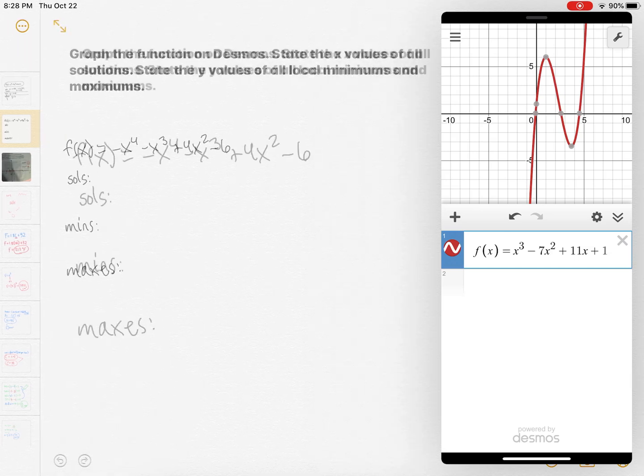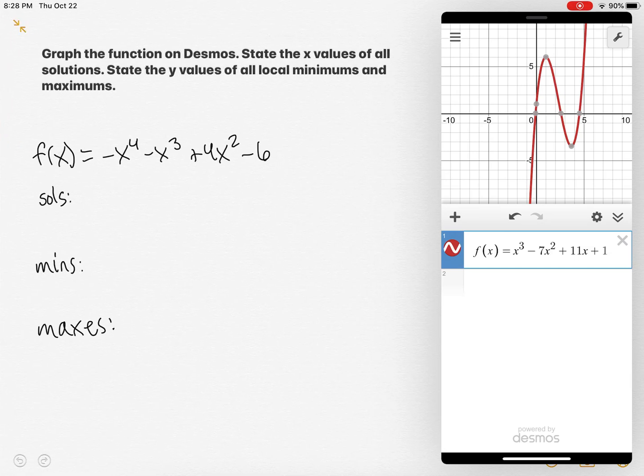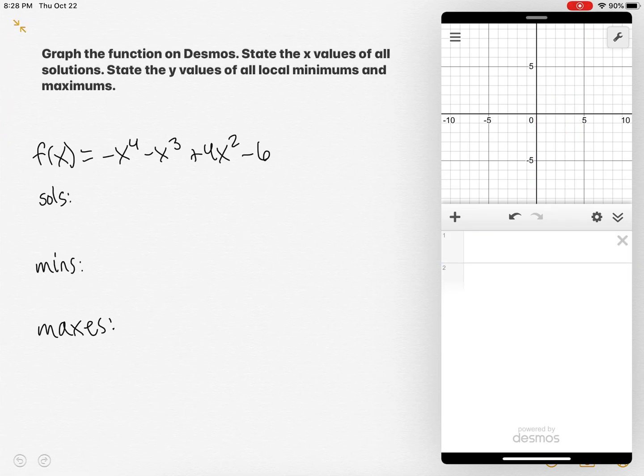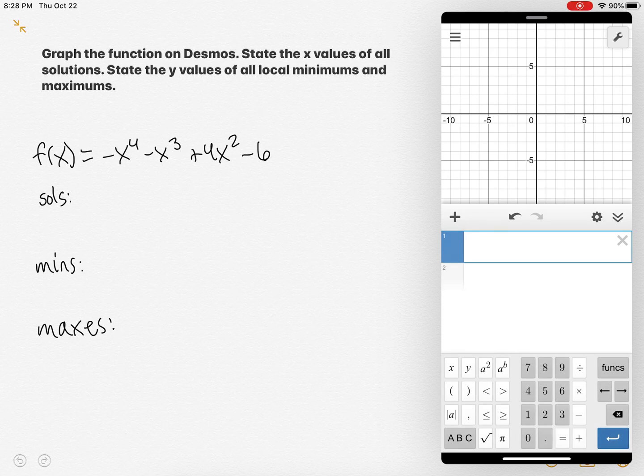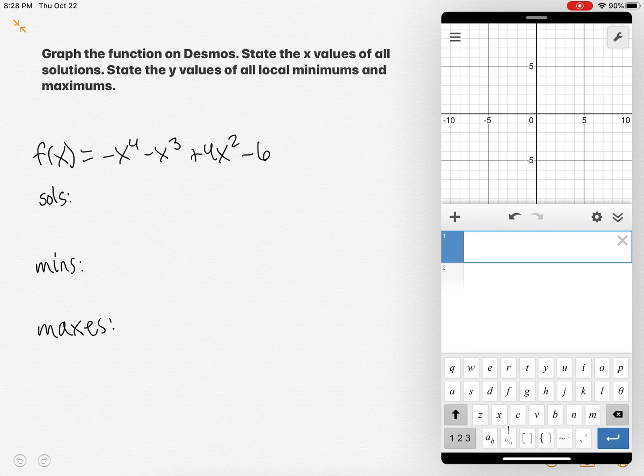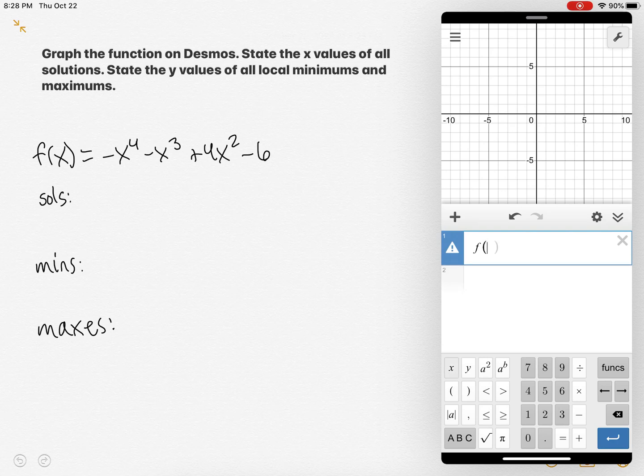Once again, we need to graph the function in Desmos. I'm going to click this gray X here to get rid of the equation I had, and type in my new equation. To get f, I hit my ABC button, f parentheses x equals, minus sign is the same as negative, x, a to the b to get my exponent 4, minus x, a to the b to get my exponent 3, plus 4x squared minus 6.